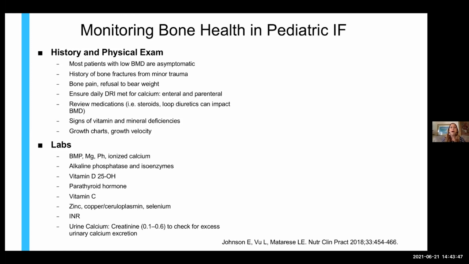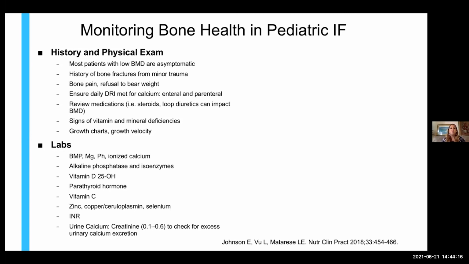We tend to think of high alkaline phosphatase as coming from liver in these patients, but it can also come from bone. So if you have a high alkaline phosphatase level, you can check alkaline phosphatase isoenzymes, which will tell you what proportion of the alkaline phosphatase is coming from bone versus liver. So it'll help direct you as to the etiology. We want to make sure that we're checking the vitamin D 25-hydroxy status. The 1,25 form has no role when we're looking at nutritional vitamin D status.